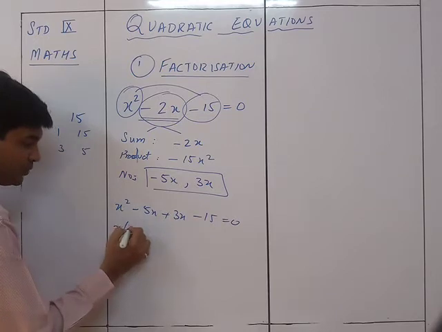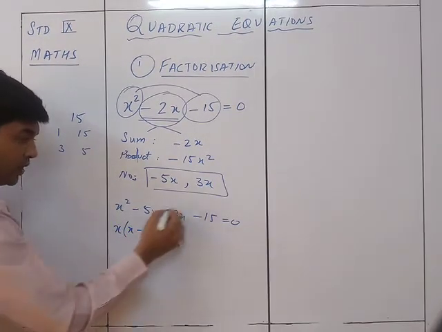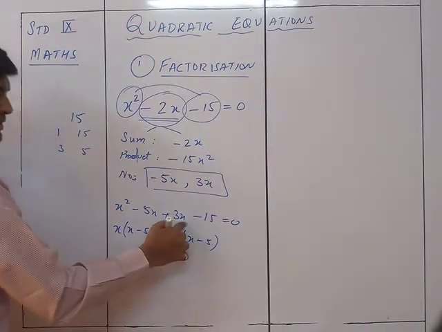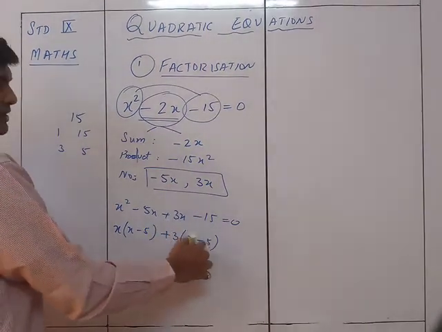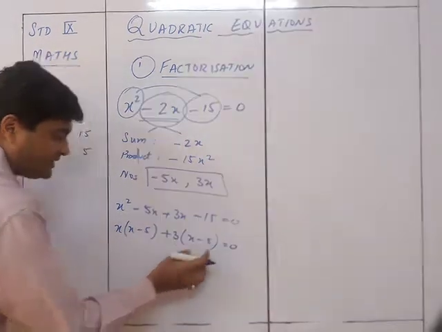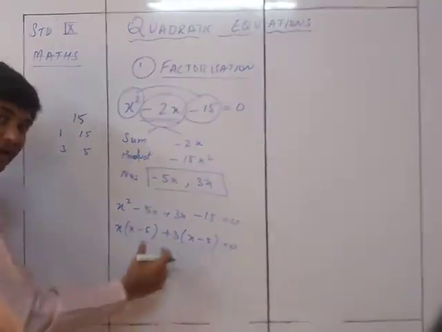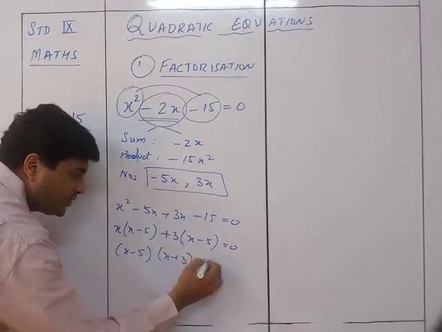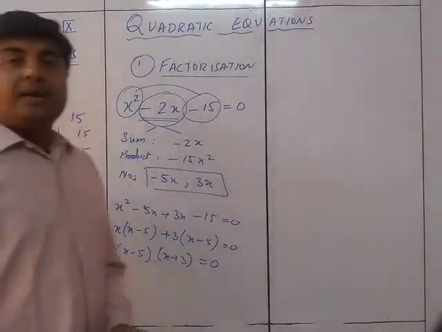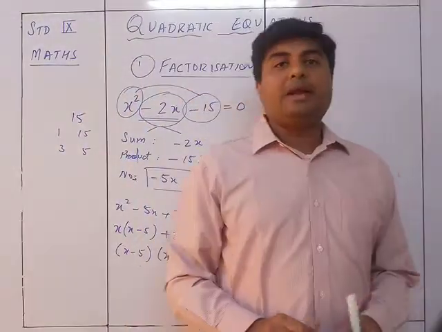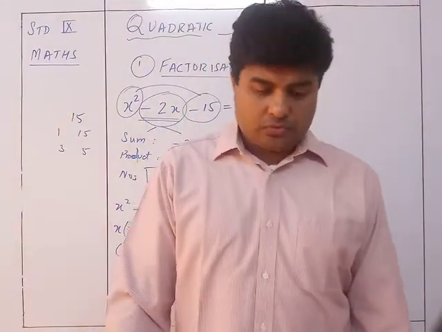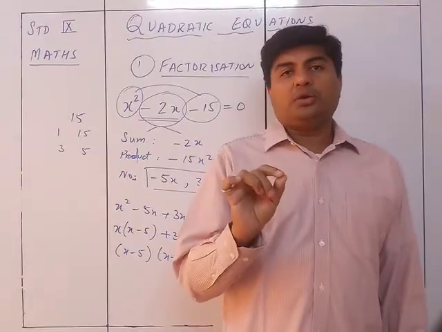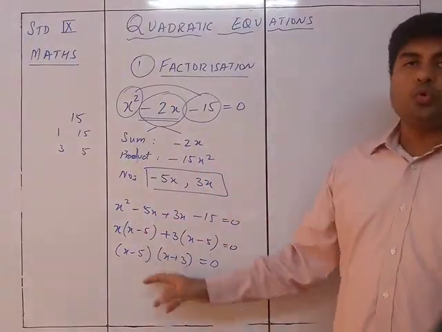Now, what is common between these two? x. So it is x, and what remains is x minus 5. Over here, 3 is common, and remaining will be x minus 5, because 3x divided by 3 will be x and 15 divided by 3 will be minus 5. Now this bracket and this bracket are the same, so that can be taken out common. So it is x minus 5 and x plus 3 is equals to 0. Now if the multiplication of two numbers is 0, what do you infer? We can easily know that one of the two is 0.